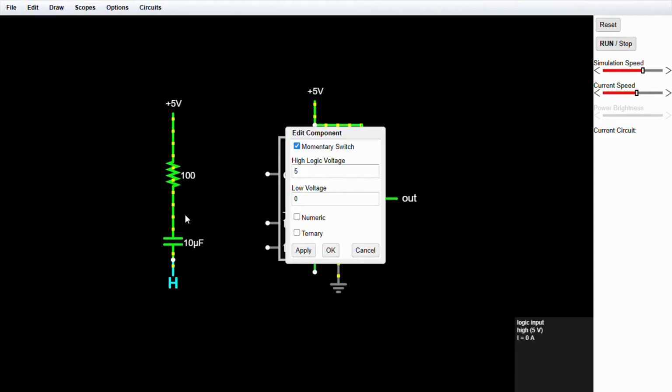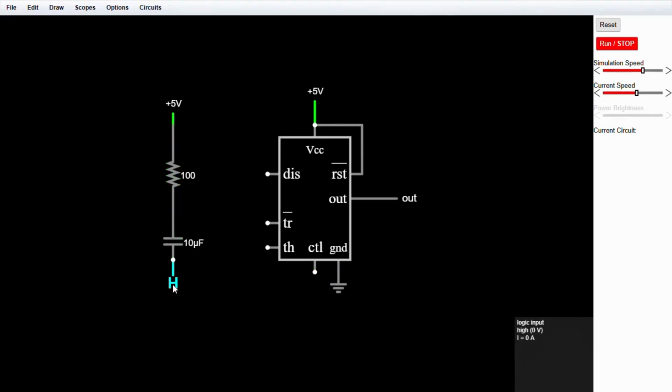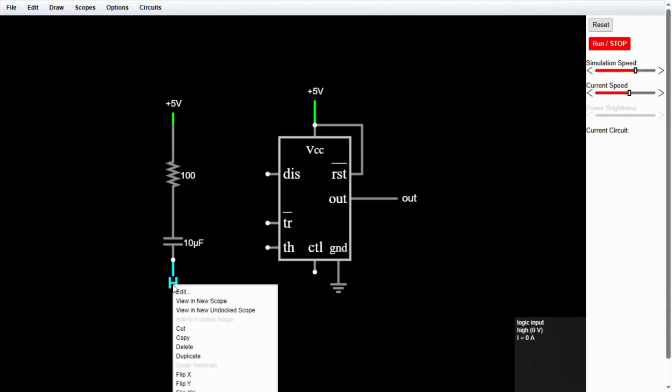For charging and discharging capacitor, we connect capacitor to plus 5 volt, resistor and high-low switch. High means plus 5 volt and low means 0 volt.